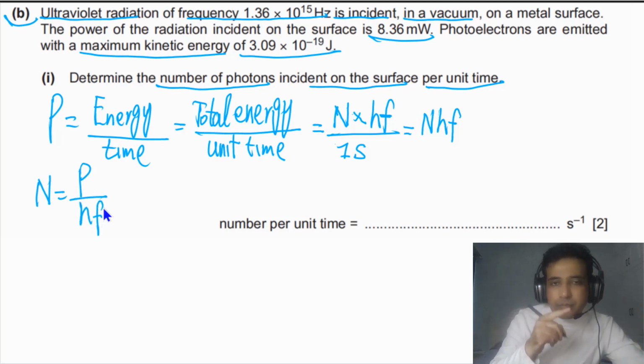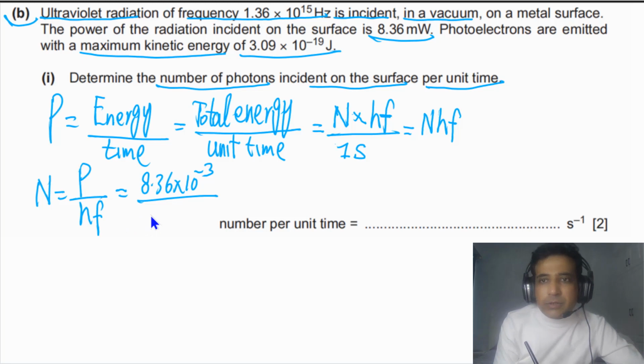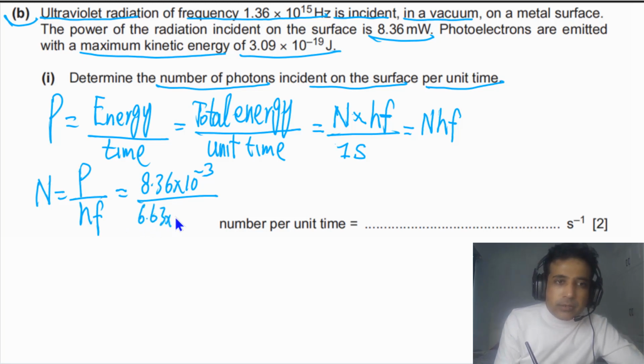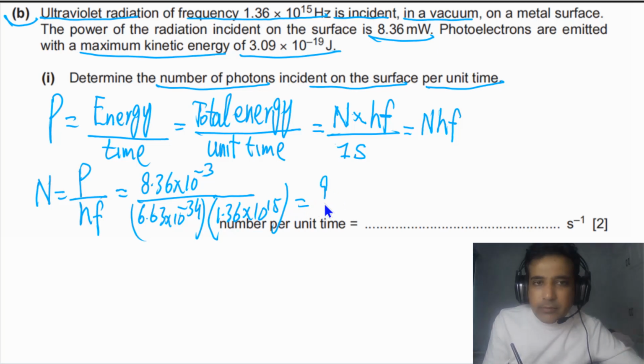Power is given to us, power is 8.36 milliwatts, so this is 8.36 times 10 to minus 3, divided by h, Planck's constant, which is equal to 6.63 times 10 to minus 34 joule seconds. And we have the frequency of incident light, that is 1.36 times 10 to 15. Now if we solve this one, we will get our final answer, that will be equal to 9.27 times 10 to 15. This number of photons are reaching the surface in 1 second.